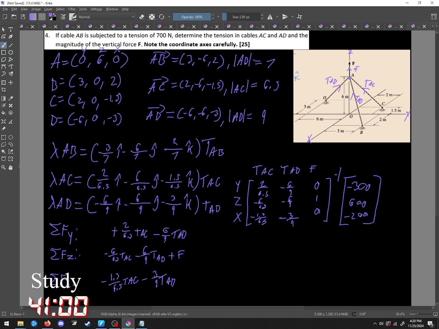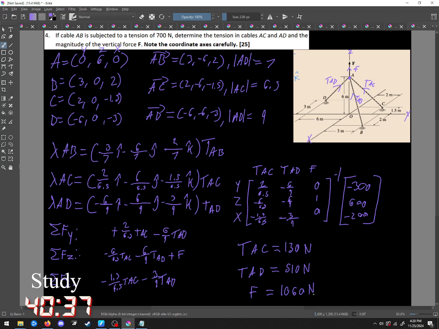Good. So I'm getting that T_AC equals, T_AD equals, and the F equals should be 130 newtons, 510 newtons, and 1060 newtons. Which, those are the correct answers. And this one was really scary because I did this thing my way completely. There's no Chegg you'll find that does it quite like I do it. Oh, I hope that made sense.